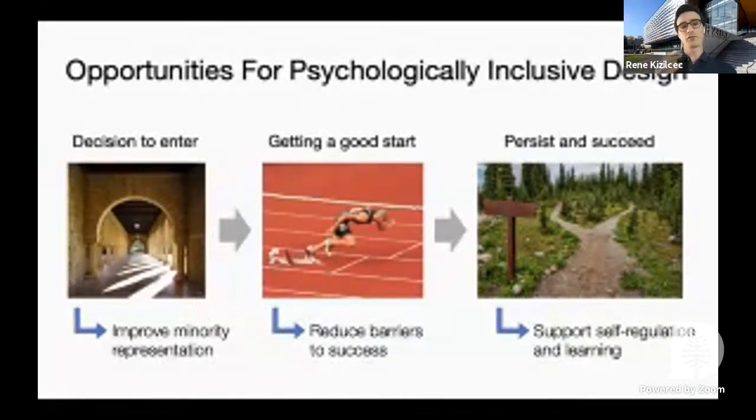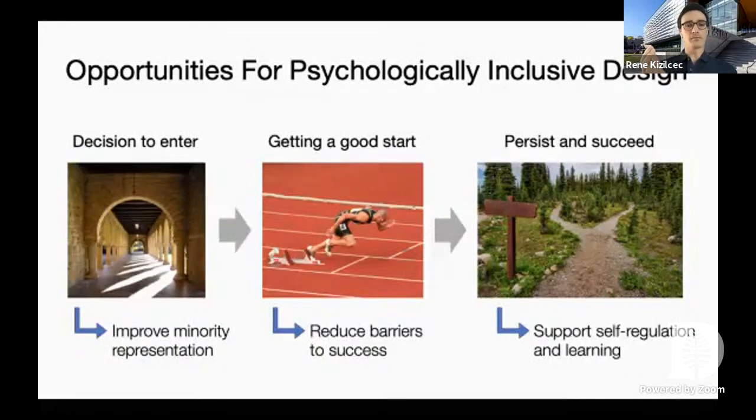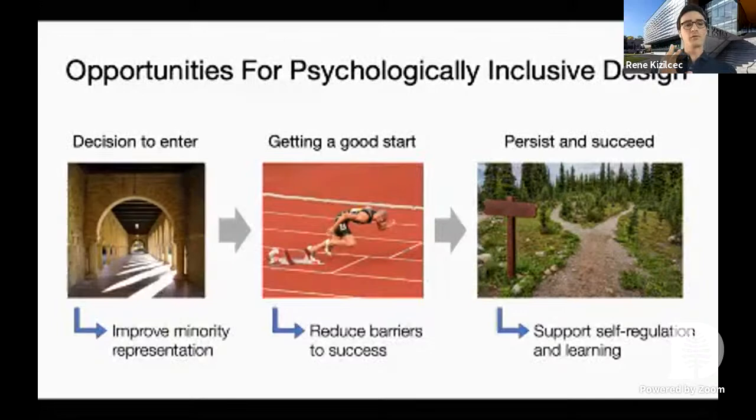Then you have those potential students coming in, looking at the course, taking the course and starting. Getting them off to a good start, lots of research suggests, is very important, right? The first few minutes, the first few hours in the course can really make it or break it. And so reducing barriers to success early on is another place to intervene. And then finally, persistence and success in the environment, supporting students when they struggle, not letting them struggle for too long, and really supporting their learning throughout. So in this talk, we really focus on the getting a good start piece.